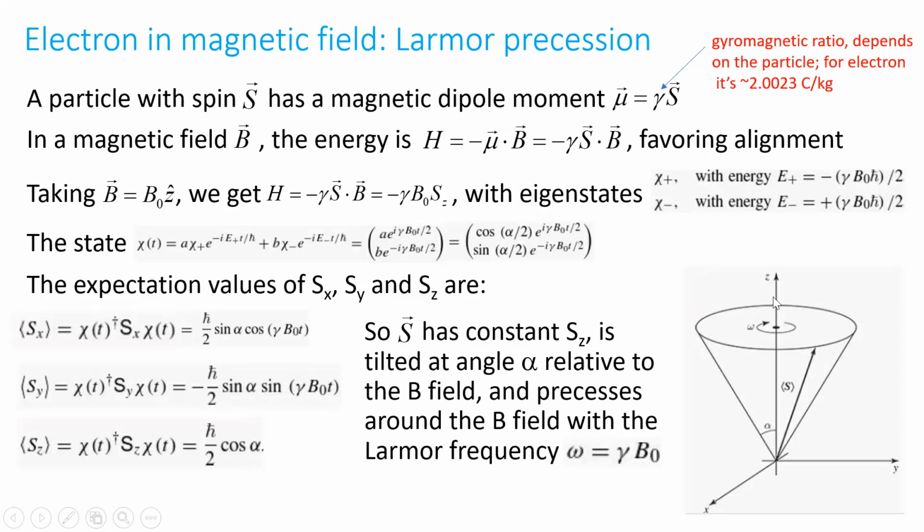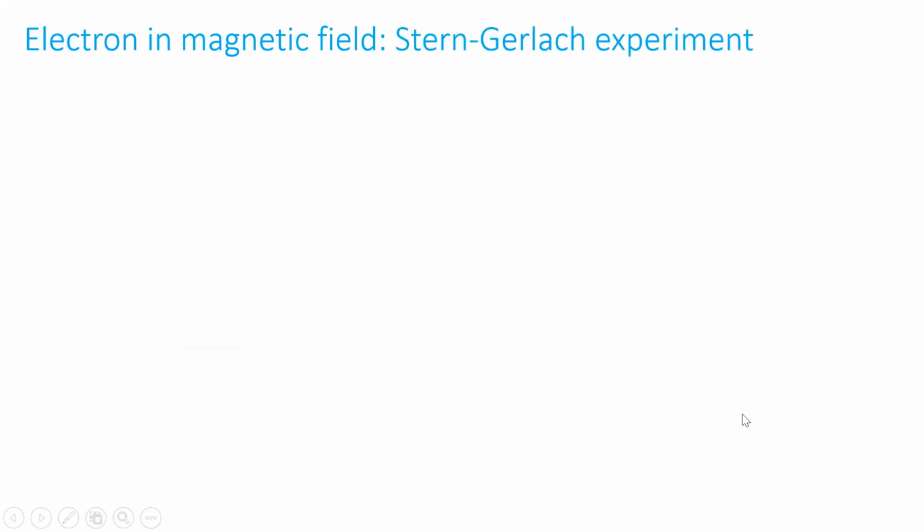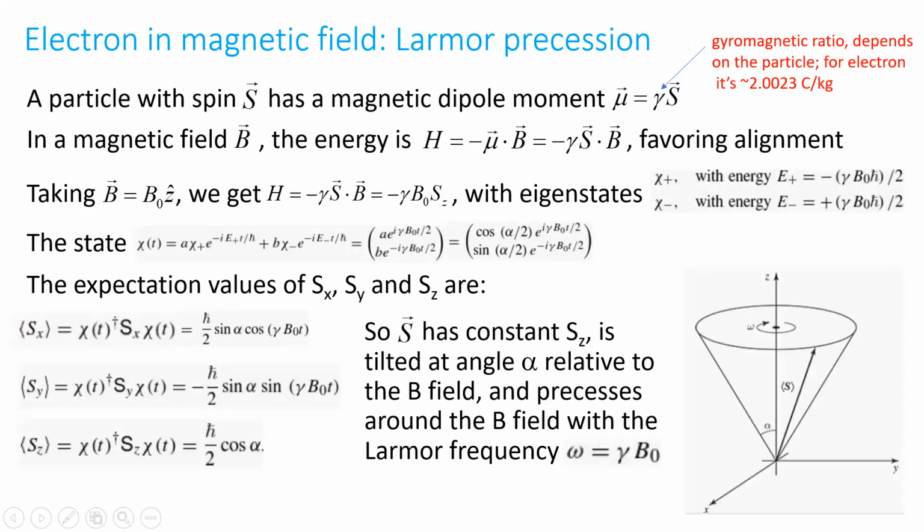And that's actually exactly what happens when we have a classical magnetic moment exposed to a magnetic field. It will circle the magnetic field because of a torque that the magnetic moment feels in the presence of a magnetic field. Okay, so we get agreement between what happens to the expectation values of the spin and what happens to a classical magnetic moment, which is nice.